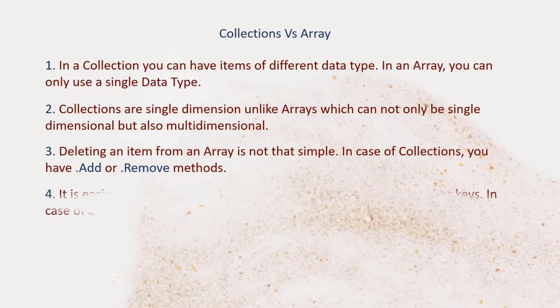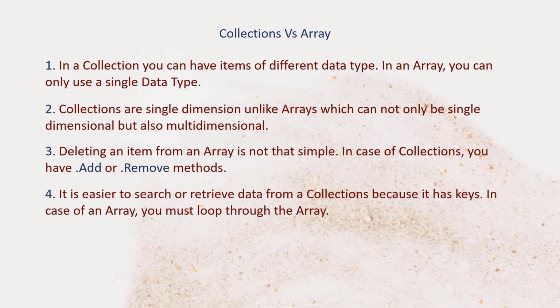Fourth, it is easier to search or retrieve data from a collection because it has keys. In case of an array, you have to loop through the array. There are ways to check if an item is in an array or not without looping, but that is what I call an out-of-box solution. In an array, you do not have keys to directly access the data.